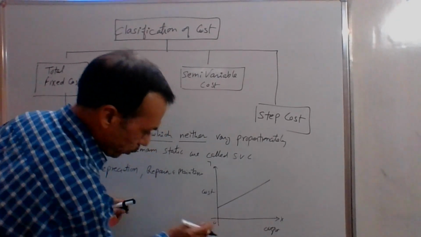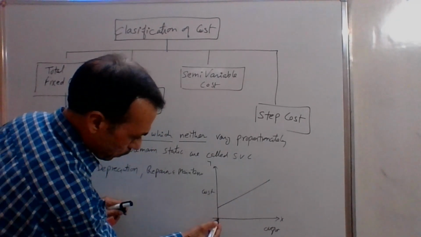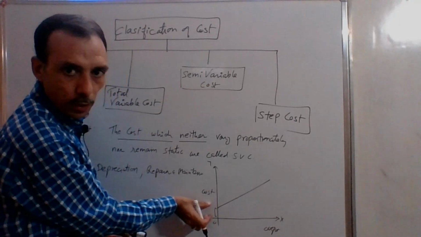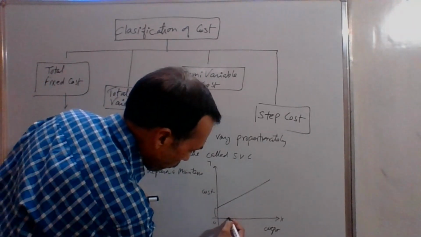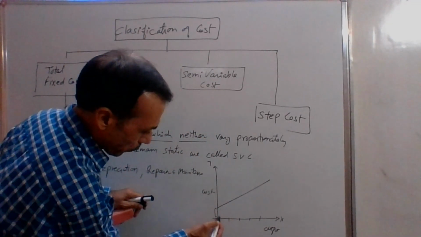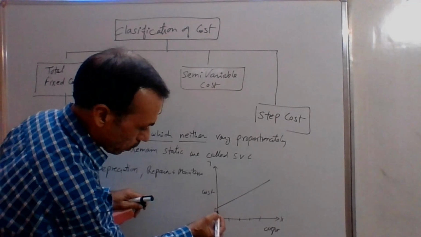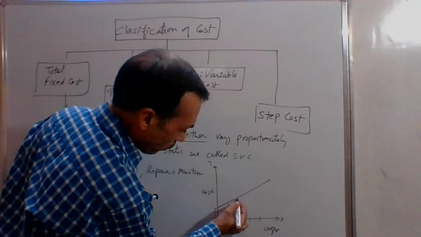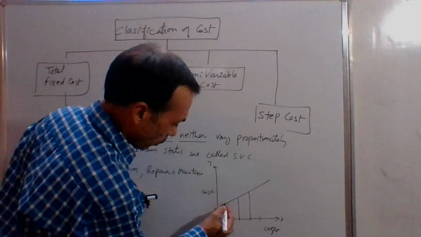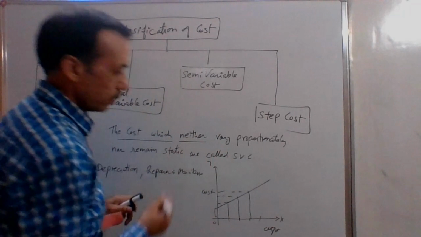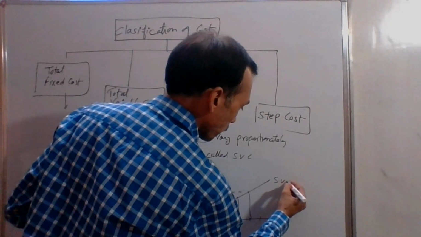When your output is 0, your cost is something. It means this is the fixed cost when the output is 0. As the output increases, your variable cost also starts to rise. Till the 0 output, you have to pay something. This is the fixed cost. As the output increases, the cost goes on increasing. So this is the semi-variable cost.